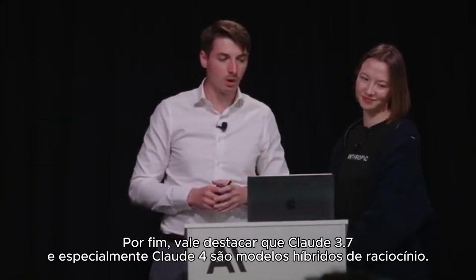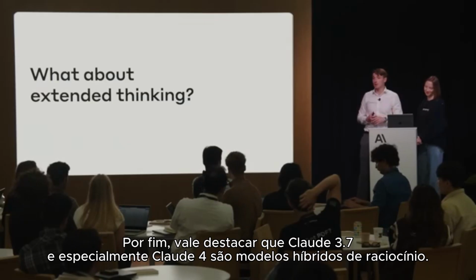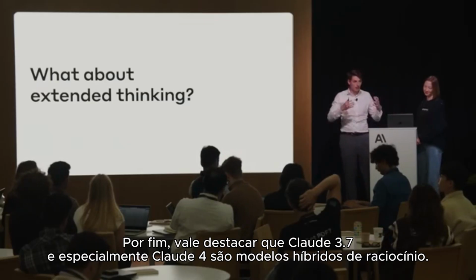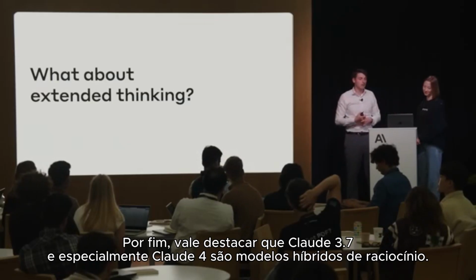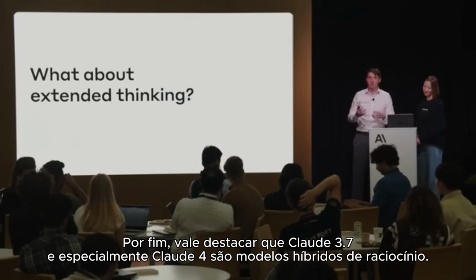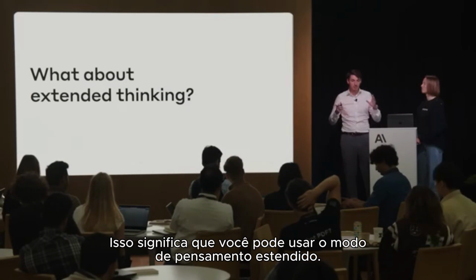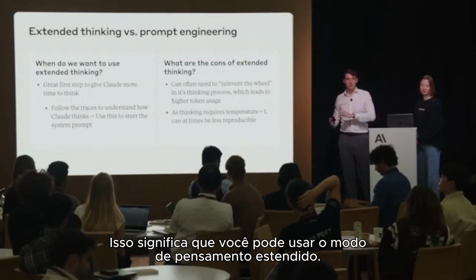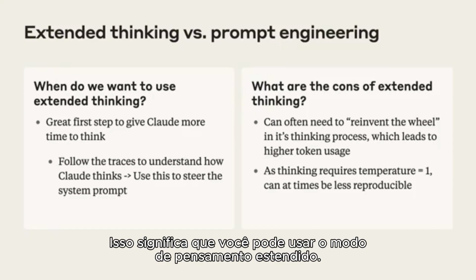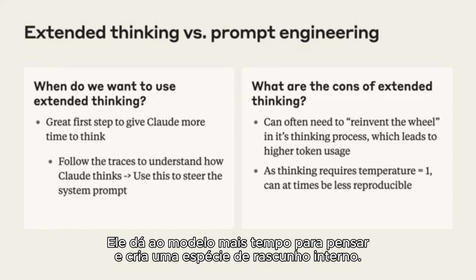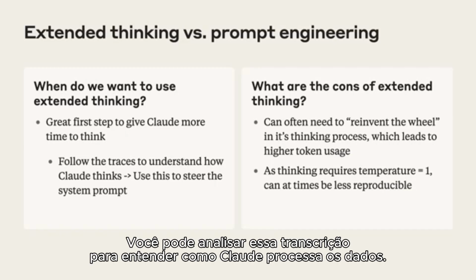Now, finally, one step that I would like to highlight here as well is that both Claude 3.7 and especially Claude 4, of course, are hybrid reasoning models, meaning that there's extended thinking at your disposal. And this is something we want to highlight because you can use extended thinking as a crutch for your prompt engineering. Basically, you can enable this to make sure that Claude actually has time to think. It adds these thinking tags and the scratchpad. And the beauty of that is that you can actually analyze that transcript to understand how Claude is going about that data.